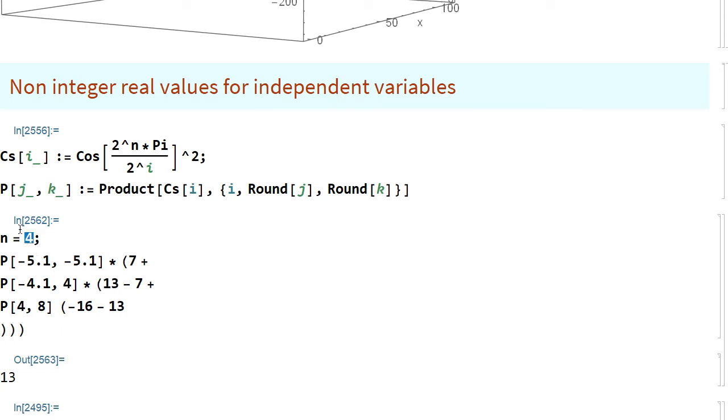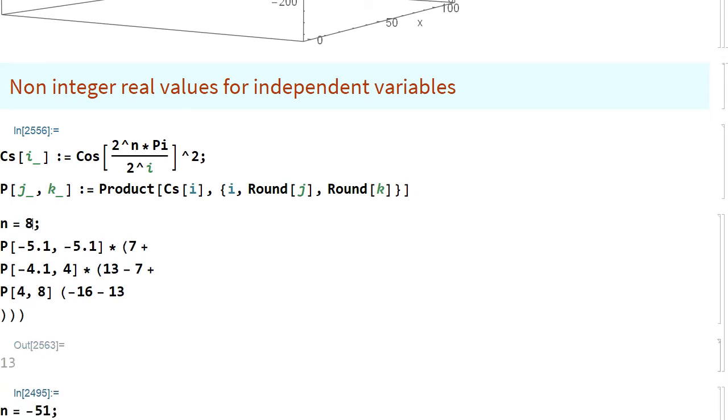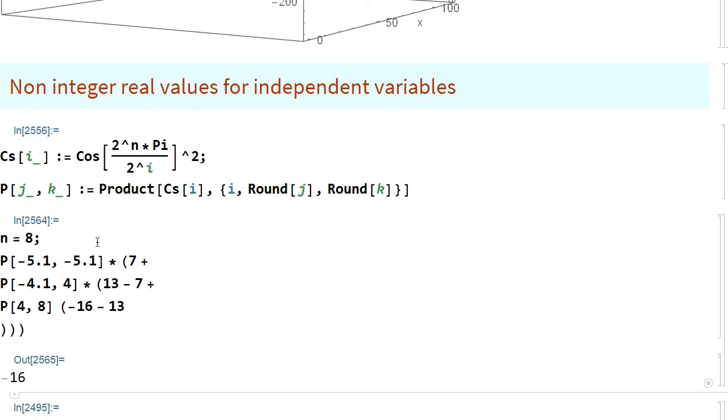And then the other value would be at x equals 8, and it gives us negative 16. So it works somewhat, but at negative 5.1 it doesn't work. I mean, why would it? At this point, we really didn't do anything.